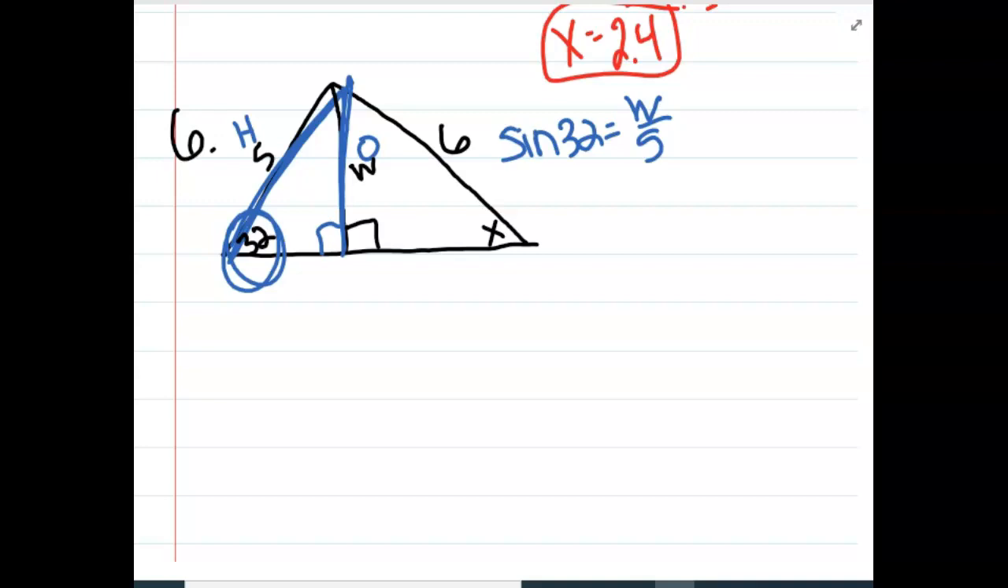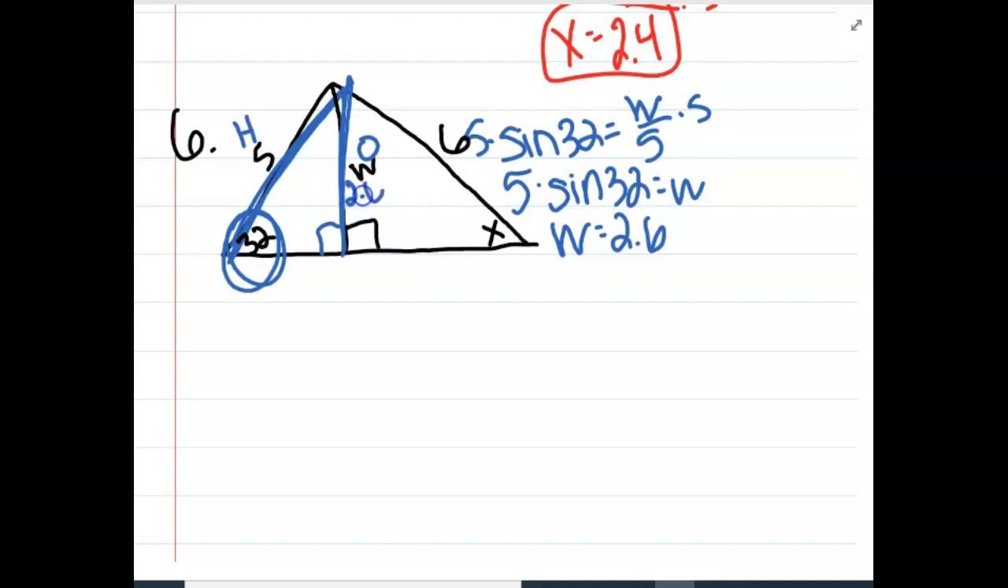Remember from yesterday, to solve for W, to get rid of a divide by 5, we're going to multiply by 5. So we end up with 5 times sine of 32, which is what you would plug in your calculator. And we should end up with, if we round to the nearest tenth, about 2.6, which we're going to need to help me solve for x.